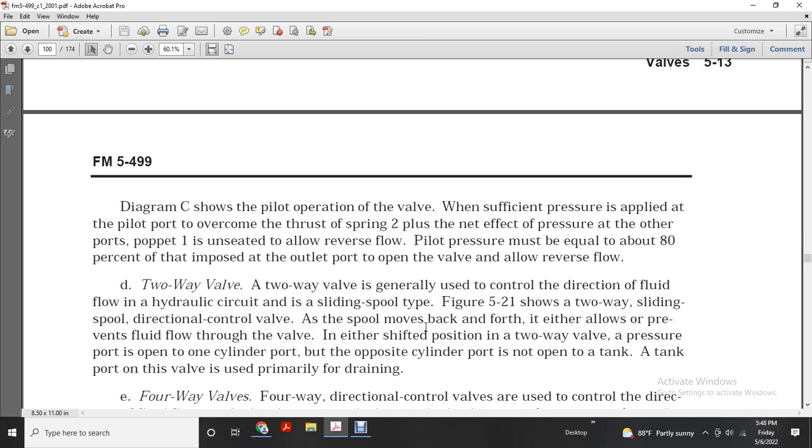Shown here is a two-way sliding spool direction control valve. The spool moves back and forth, allowing pressure fluid to flow through the valve. When the valve shifts position, the pressure port opens to the cylinder port, and the opposite cylinder port is now open to the tank port of the valve.